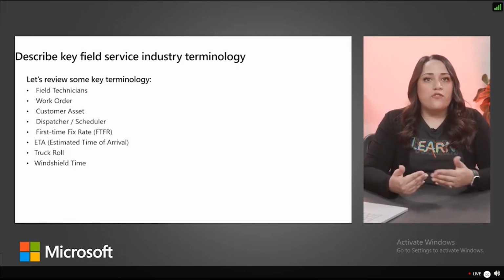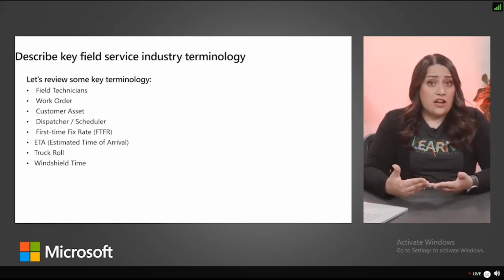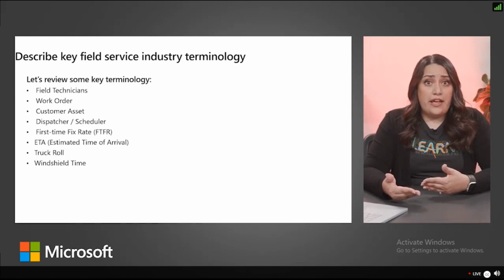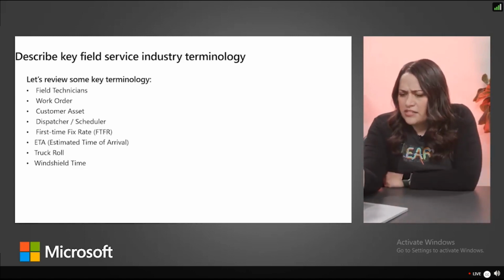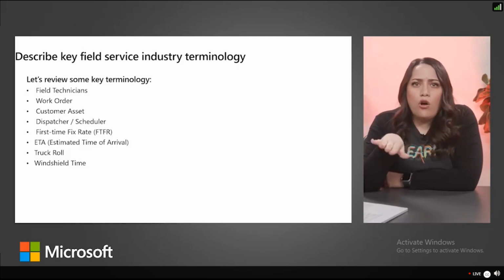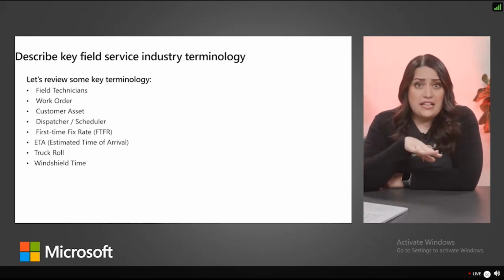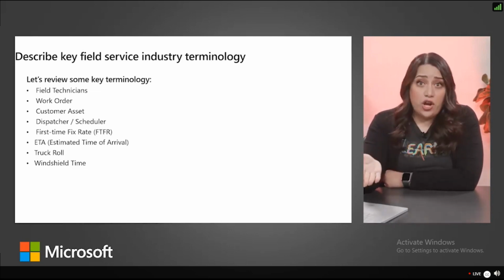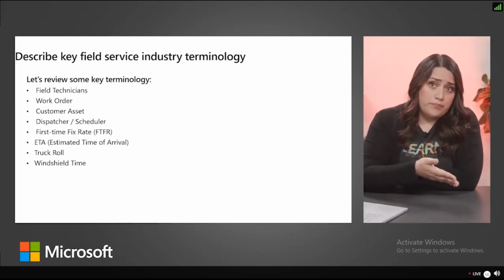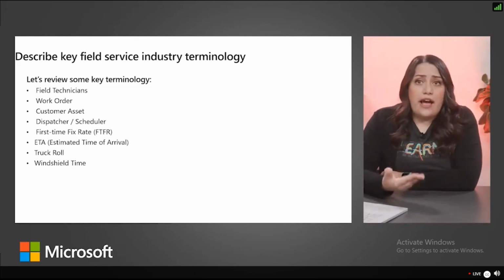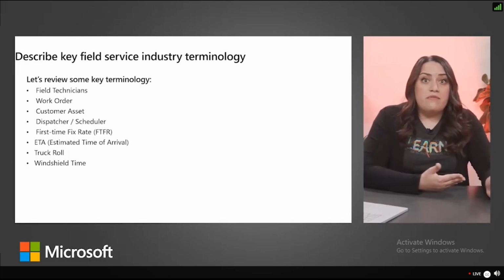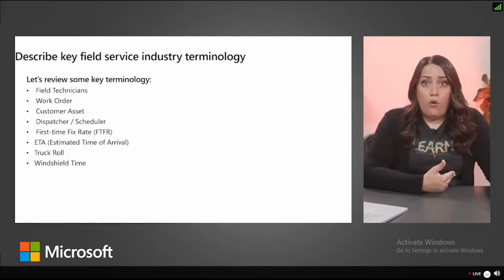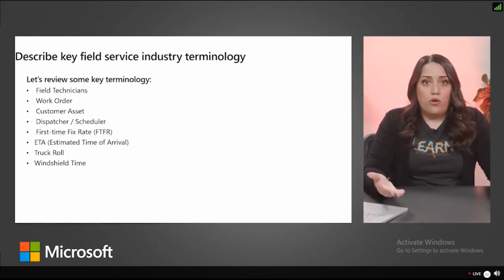This is referred to as the first time fix rate, and it's actually a major key performance indicator for your technicians. And if I look here at the last few items, they're all going to refer to the time it takes for your tech to arrive at the job and complete that work order. So ETA, or estimated time of arrival, is basically the time that they're expected to arrive.